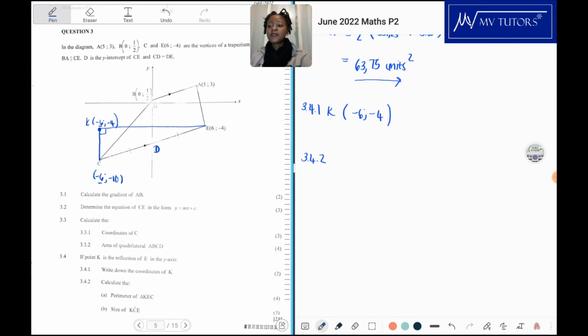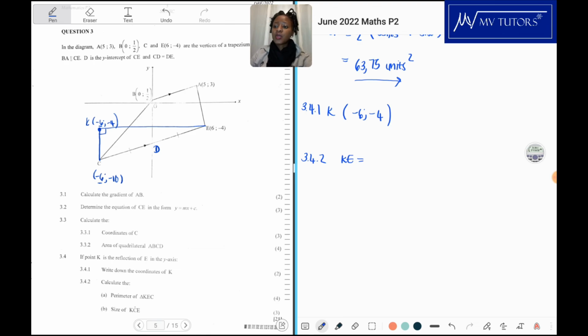Okay, so if I'm looking for the perimeter of triangle KEC, I'm looking for the length of KE, the length of KC, and the length of CE. Then I'm going to add those up to get the perimeter, because that is what the perimeter calculation is like. You're taking the lengths of your shape and you're adding them up. So for the length of KE, guys, please don't use the distance formula, because they are all on the same line, meaning they have the same y value. You can just subtract the x values from each other.